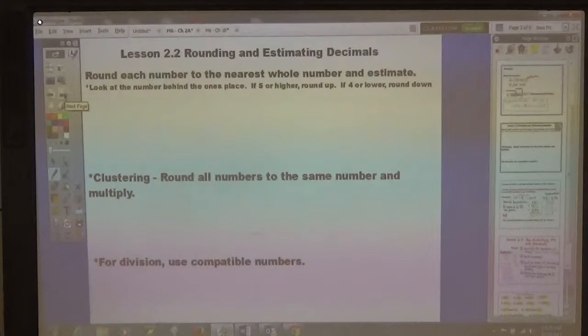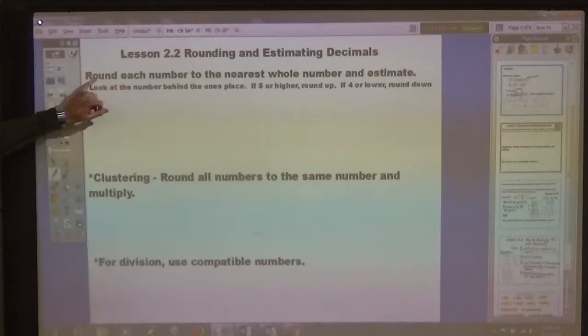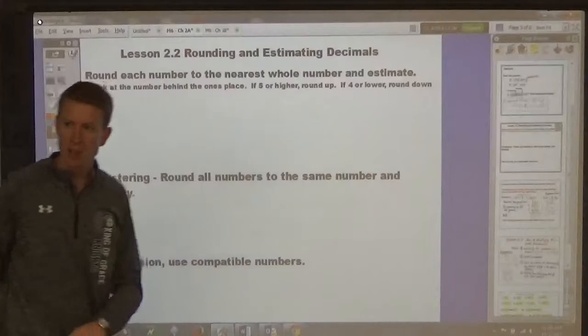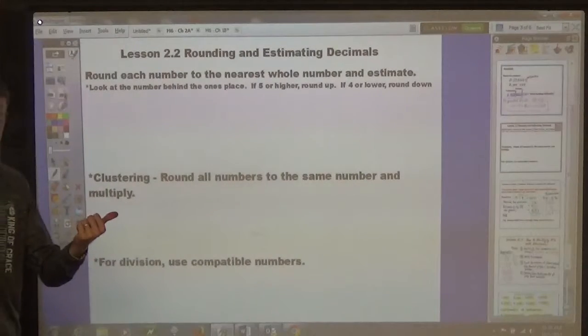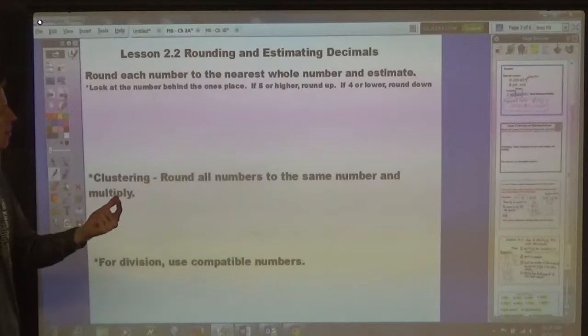Sixth graders, rounding and estimation with decimals. Okay? So in lesson 2 in this chapter, we're going to round the numbers that have decimal points in them. Usually you're going to round them to the nearest whole number, but sometimes you'll round them to the nearest 10 or the nearest 100 if you're using front-end estimation.